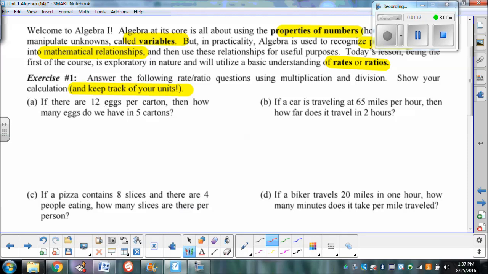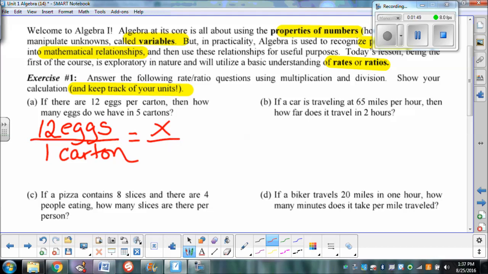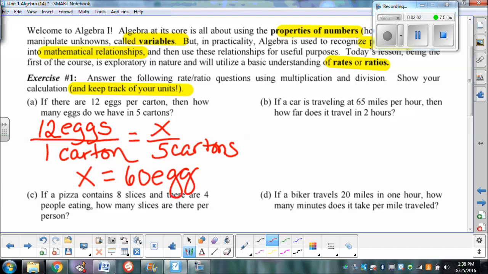This first one says if there are 12 eggs per carton, then how many eggs do we have in 5 cartons? That one's a pretty simple multiplication problem. If we think about what our brain is doing, you automatically know it's 12 times 5, and you're able to get the answer. But if we break that down a little bit, we have 12 eggs in 1 carton, and we're trying to find out how many eggs are in 5 cartons. So we've got a proportion there, and what do we do with proportions? We cross multiply, so we end up with x equals 60 eggs.